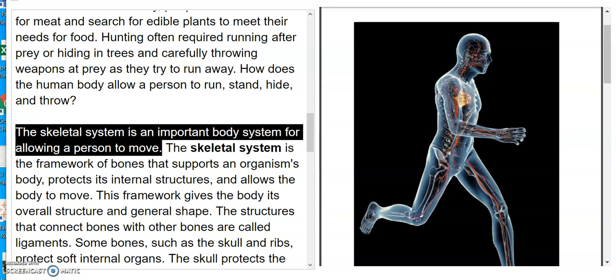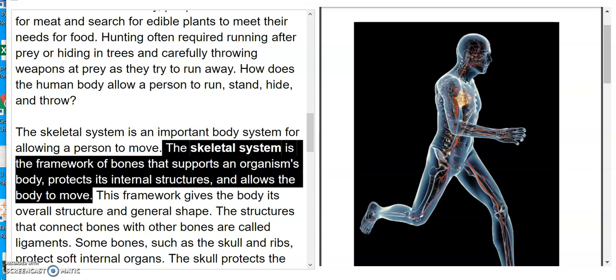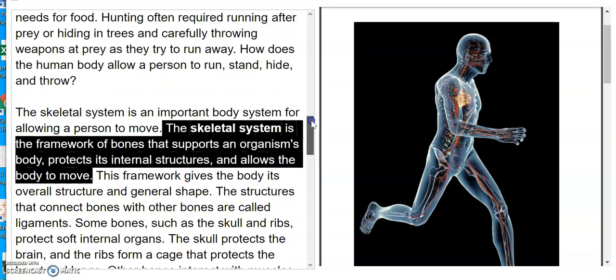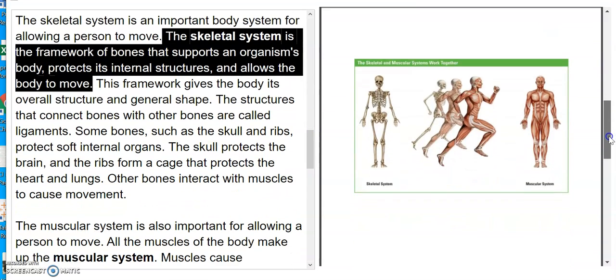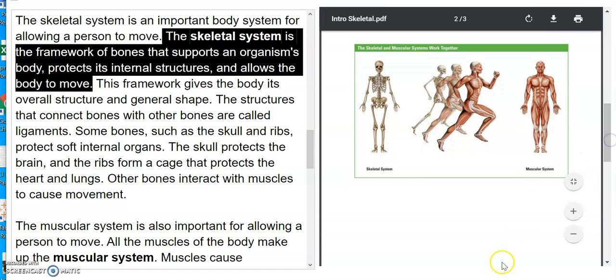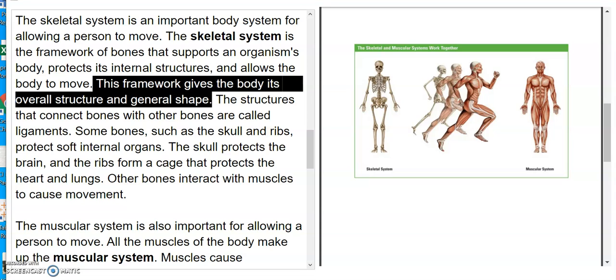The skeletal system is an important body system for allowing a person to move. The skeletal system is the framework of bones that support an organism's body, protect its internal structures, and allow the body to move. Here we go. This framework gives the body its overall structure and general shape.